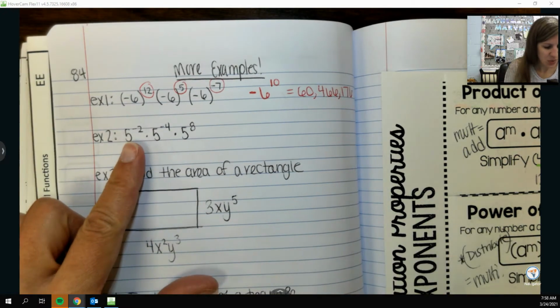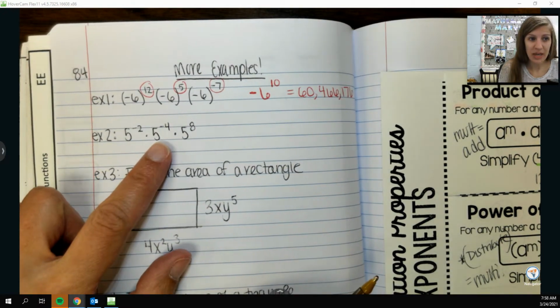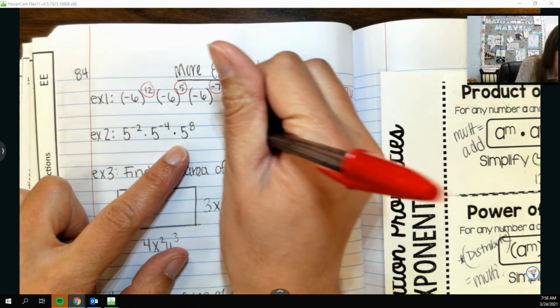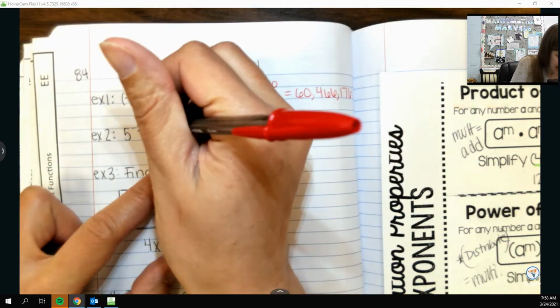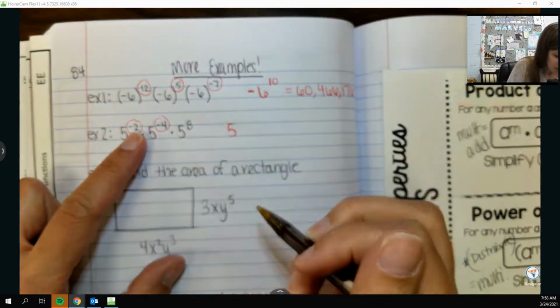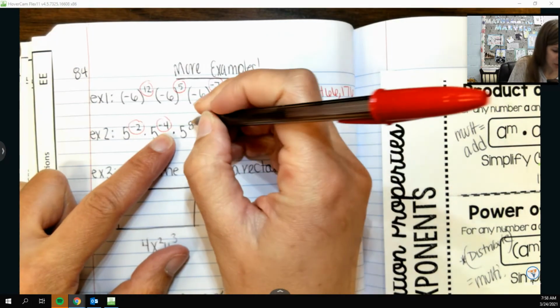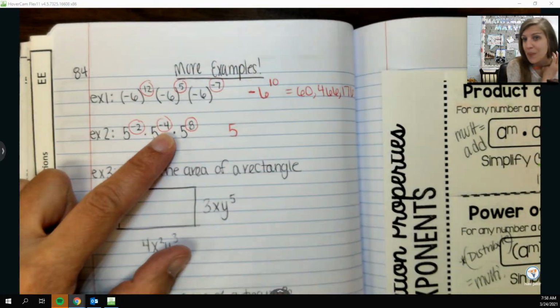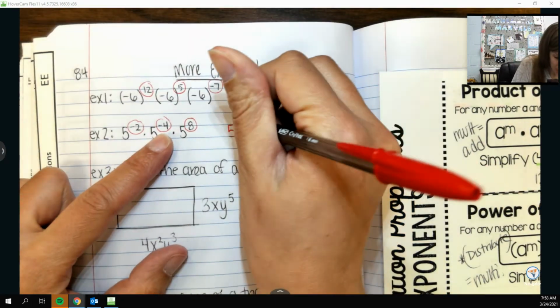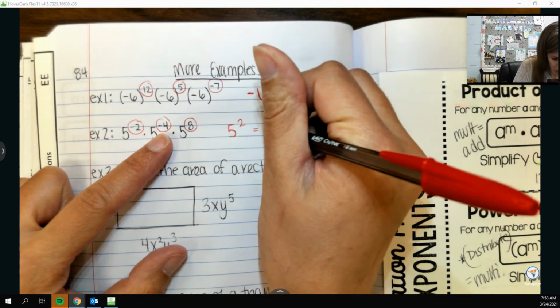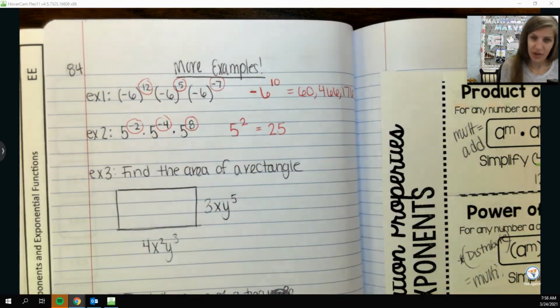Alrighty, on to the next one. Because all the bases are 5, I can write the base once and then add up all the exponents. So -2 and -4 is -6, plus 8 is 2. And 5 squared is super easy. That's just 25. We don't need to use our calculator for that.